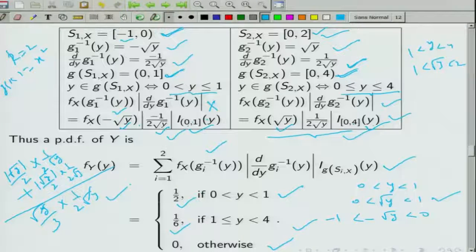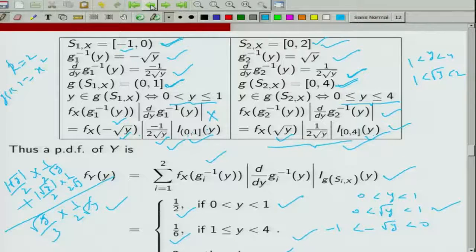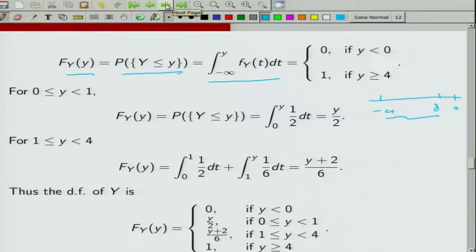Now once you have the PDF of y, finding the distribution function is very easy. So I find out the distribution function of y. Probability FY(y) is the same as probability Y less than or equal to y, which is the integral from minus infinity to y of fY(t) dt. Note that for y less than 0, I have to integrate the PDF from minus infinity to something which is less than 0. But in such a range my PDF is 0, because it is taking positive values only between 0 and 4. So that is why this would be 0 if y is less than 0.